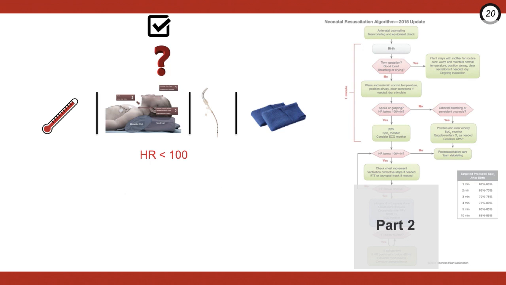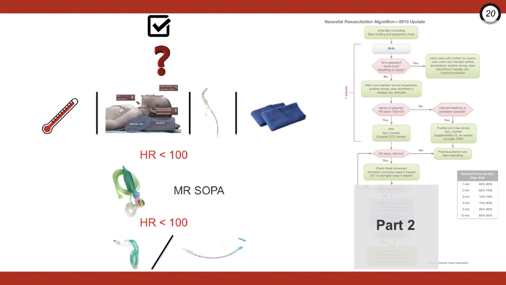If that's not getting adequate chest rise, then use MR. SOPA for ventilation corrective maneuvers. If the heart rate's still less than 100, move to placement of a supraglottic airway or intubation and attempt ventilation again. Recruit those alveoli and start oxygenation slowly. For the majority of your resuscitations, this will be all you need to do.